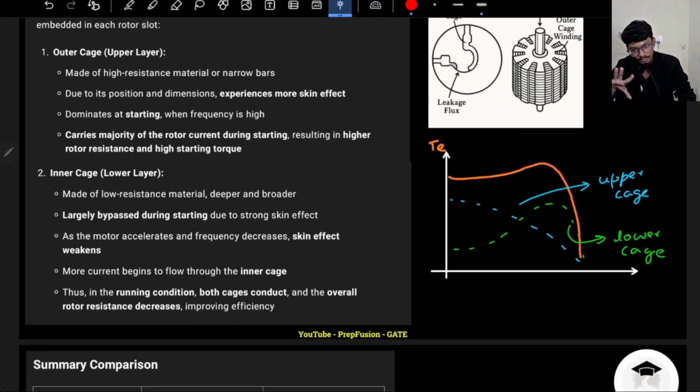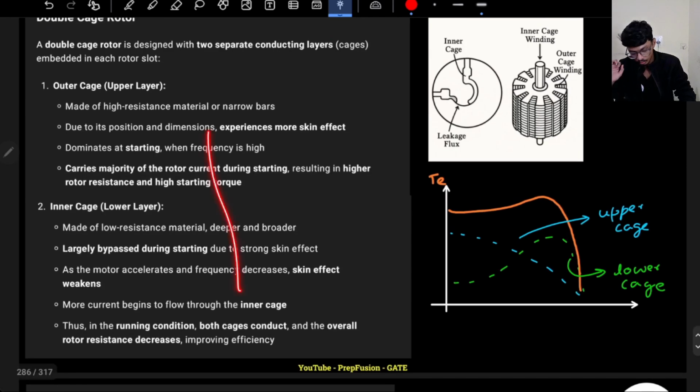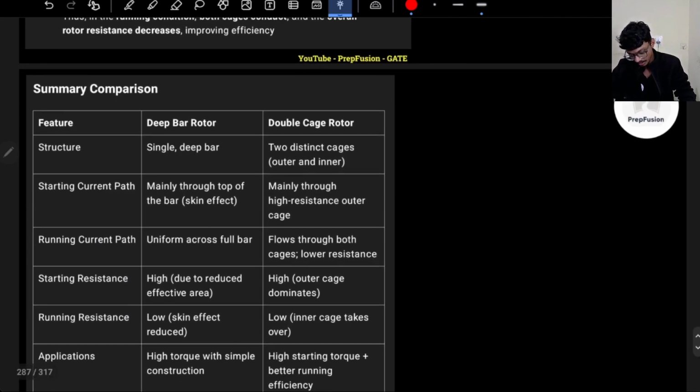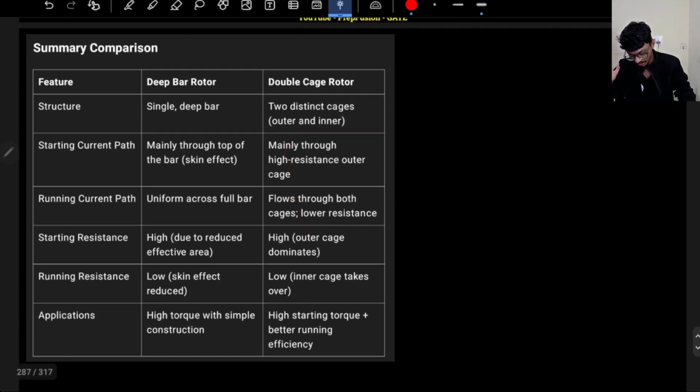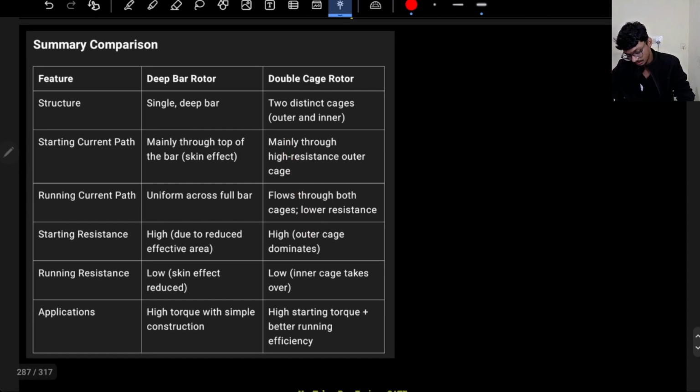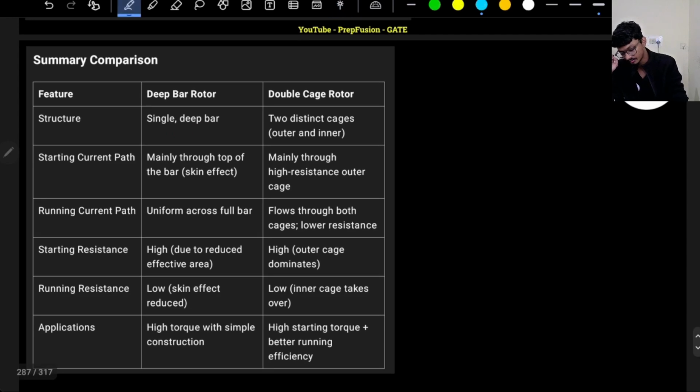Okay, so these are the things that you need to understand. You can read through this, I am not reading through this. You can see the comparison. What is the comparison? In case of deep bar, we use a single deep bar. In case of a double cage, we use two cages. And all this, whatever we are discussing, again I am telling you, is with respect to a squirrel cage induction motor.